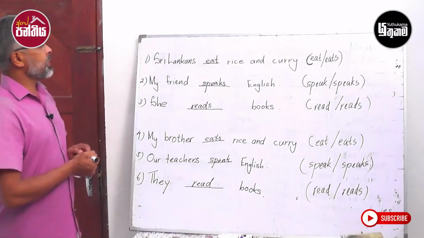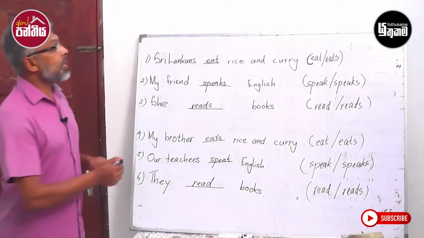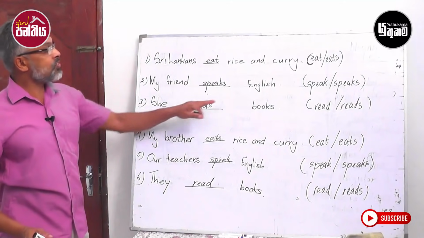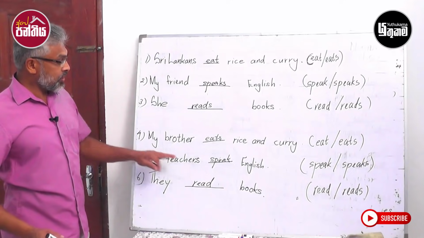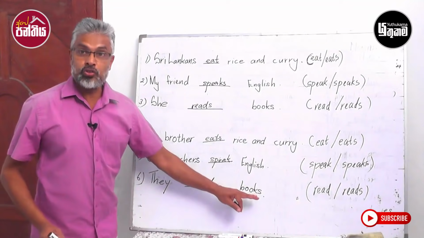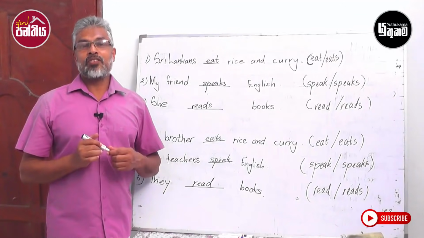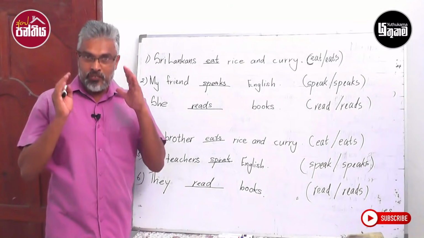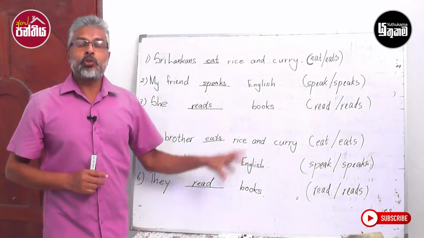And now you can read them. Sri Lankans eat rice and curry. My friend speaks English. She reads books. My brother eats rice and curry. Our teachers speak English. They read books. So these are some of the very simple sentences. You can make many other sentences with the knowledge, with the lesson we learned today.